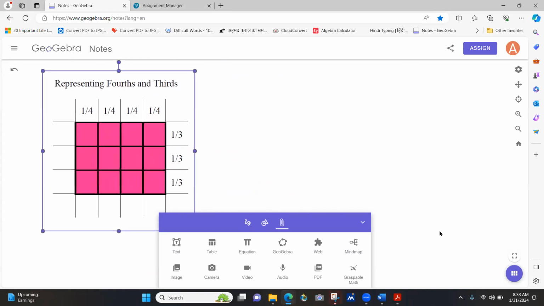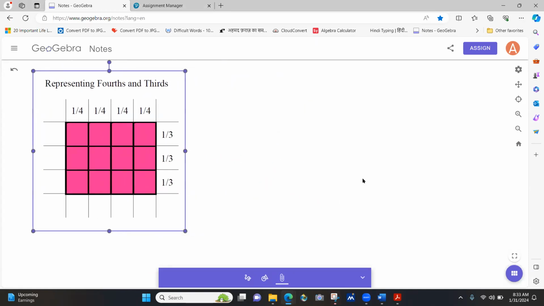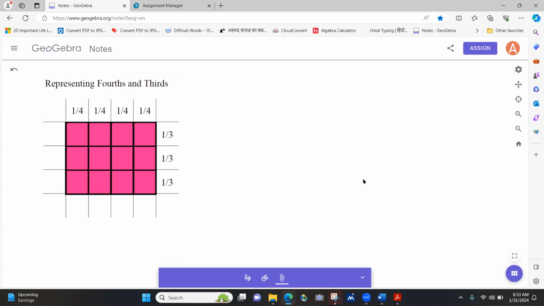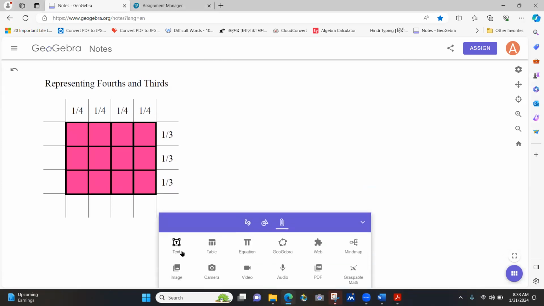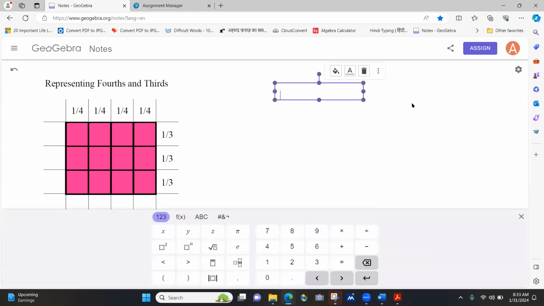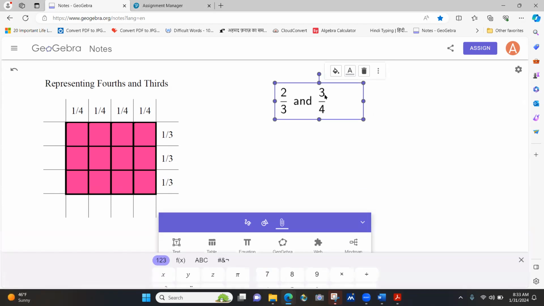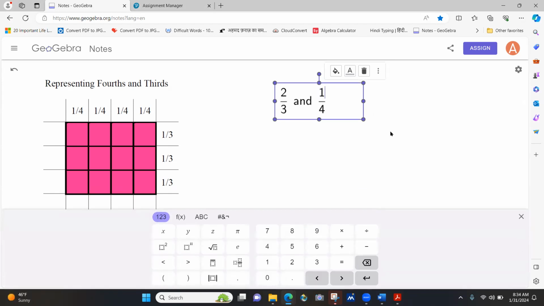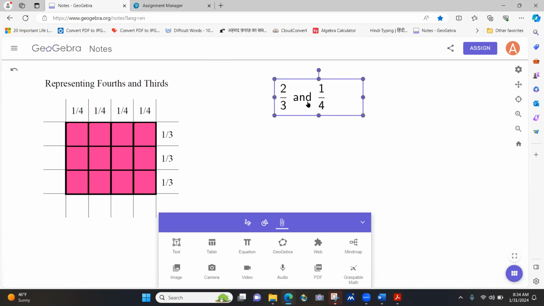Okay, so here again, what we have here is a 3 by 4 rectangle. So if I want to represent 2/3, anything with a denominator of 3, and anything with a denominator of 4. This technique, let's make it 1/4. Okay, let's say I want to represent 2/3 and 1/4 using the same whole.